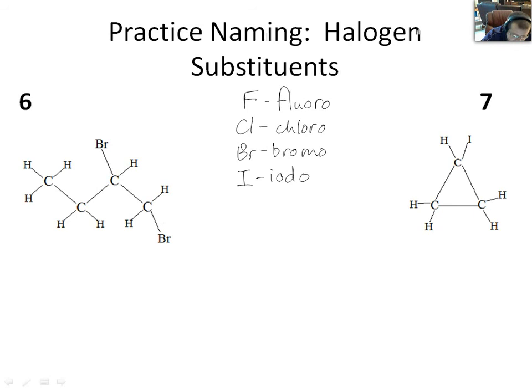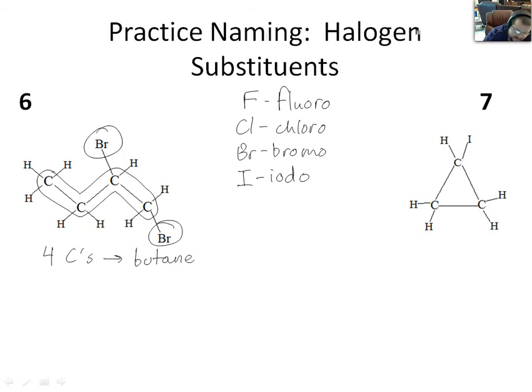Alright, so starting on number 6. First step is always parent chain. So the longest chain of carbons that we can trace with our pen without lifting up our pen or hitting a carbon twice is 4 carbons. The prefix for 4 is but, so we'd call this butane. Not cyclobutane because we're not in a ring, we're just in a chain. And circling everything except the hydrogens hanging off, that's not included in the chain. I've got 2 Brs that are hanging off. The name of a Br group is bromo, and I have 2 of them, so I'm going to call it dibromo.